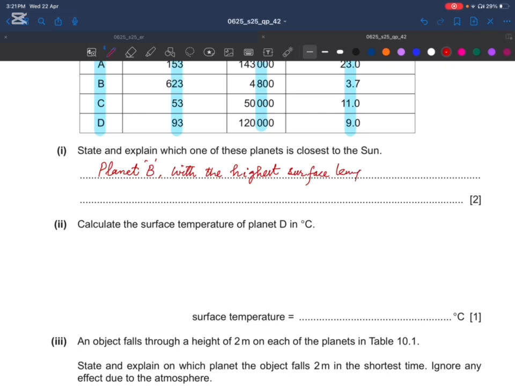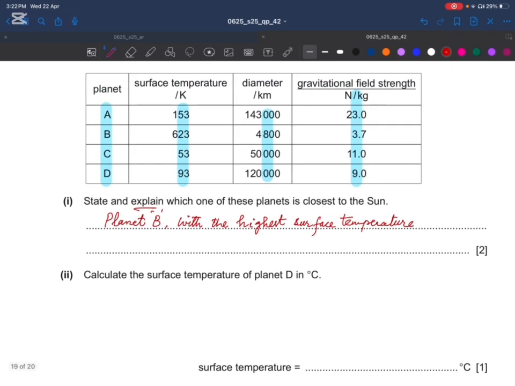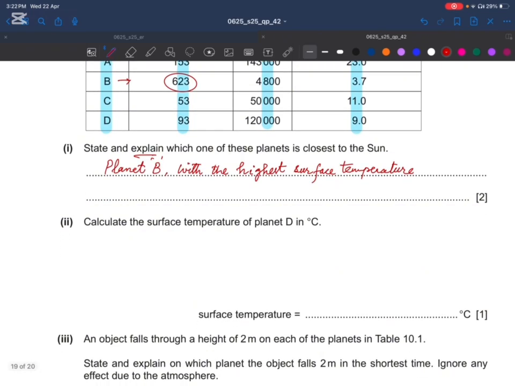So they are asking for the reason. You have written this reason over here, that explains it. So what is the explanation? The simple explanation is that the closer to the sun, the higher the surface temperature. And as you can see, 623 is the surface temperature of B. So you can say that this is the closest to the sun.